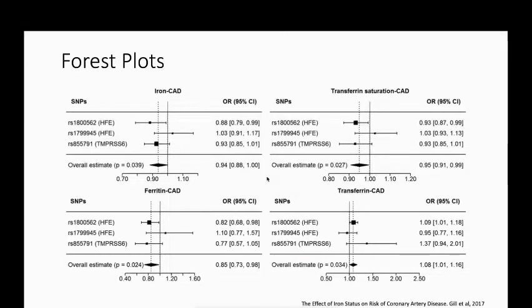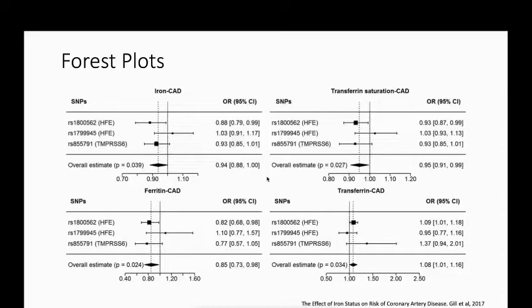I'm just taking this panel from Depender's work on iron status on coronary artery disease. We see that there are 4 different metrics of iron exposure here. Serum iron is up in the top left. On the top right, we have transferrin saturation. On the bottom left, we have ferritin. And on the bottom right, we have transferrin. Again, these are all the genetic association, the MR causal estimates for the effect of iron on coronary artery disease. And we have 3 different SNPs.